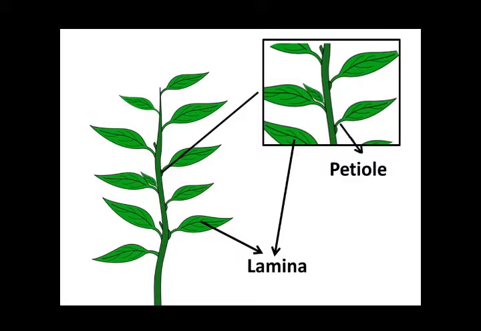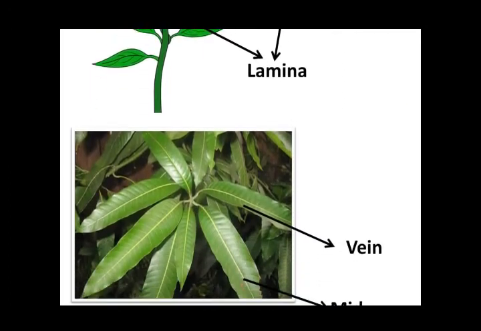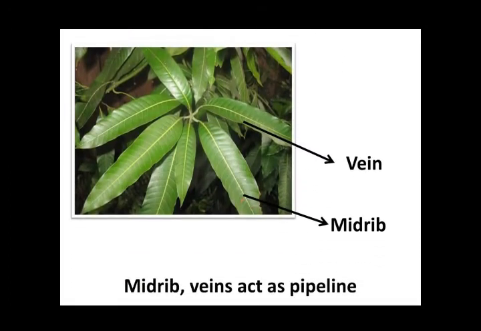Each leaf has a broad flat surface which is generally green in color. It is called the leaf blade or the lamina. Look carefully, you would find patterns of line on the lamina. These lines on the lamina of the leaf are called the veins.